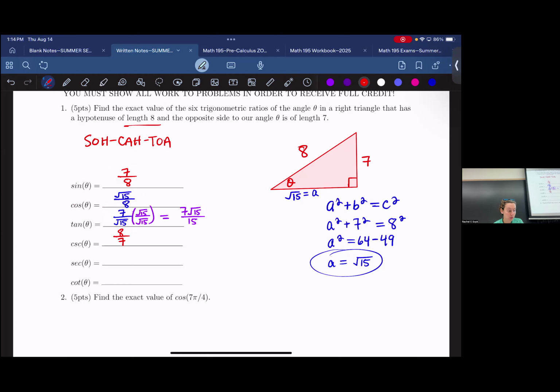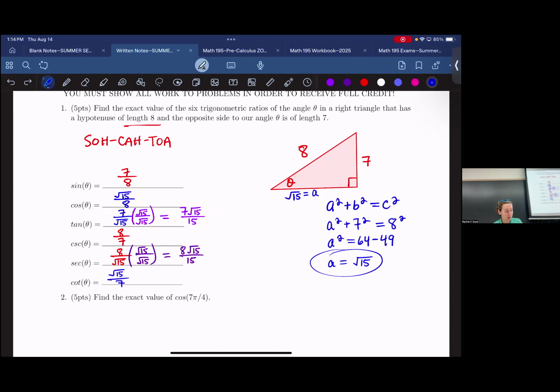So flip square root of 15 over 8, you get 8 over square root of 15, but you have to rationalize that denominator. So multiply it by that fancy form of 1, and you get 8 square root of 15 over 15. And then last but not least, we have cotangent, which is the reciprocal of tangent. We already rationalized tangent, so let's just look at our initial answer and just flip that so we don't have to do any simplification. We just get square root of 15 over 7, and we're done.